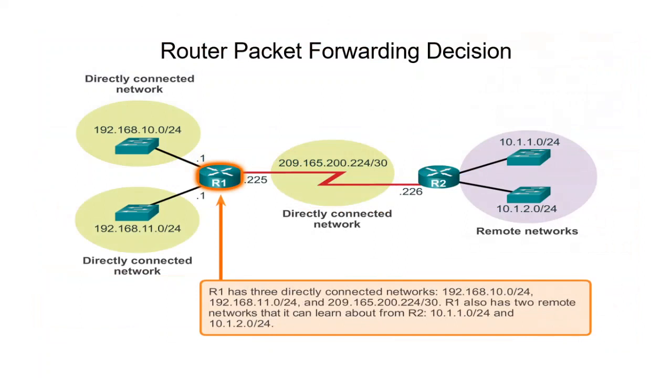This is a router packet forwarding decision, a simple illustration. We have two routers with a directly connected network. The first router has three directly connected networks: 10.0, 11.0, and 209.165.200.224. The first router has two remote networks. You can access them and learn more about the second router, which has 1.0 and 2.0.